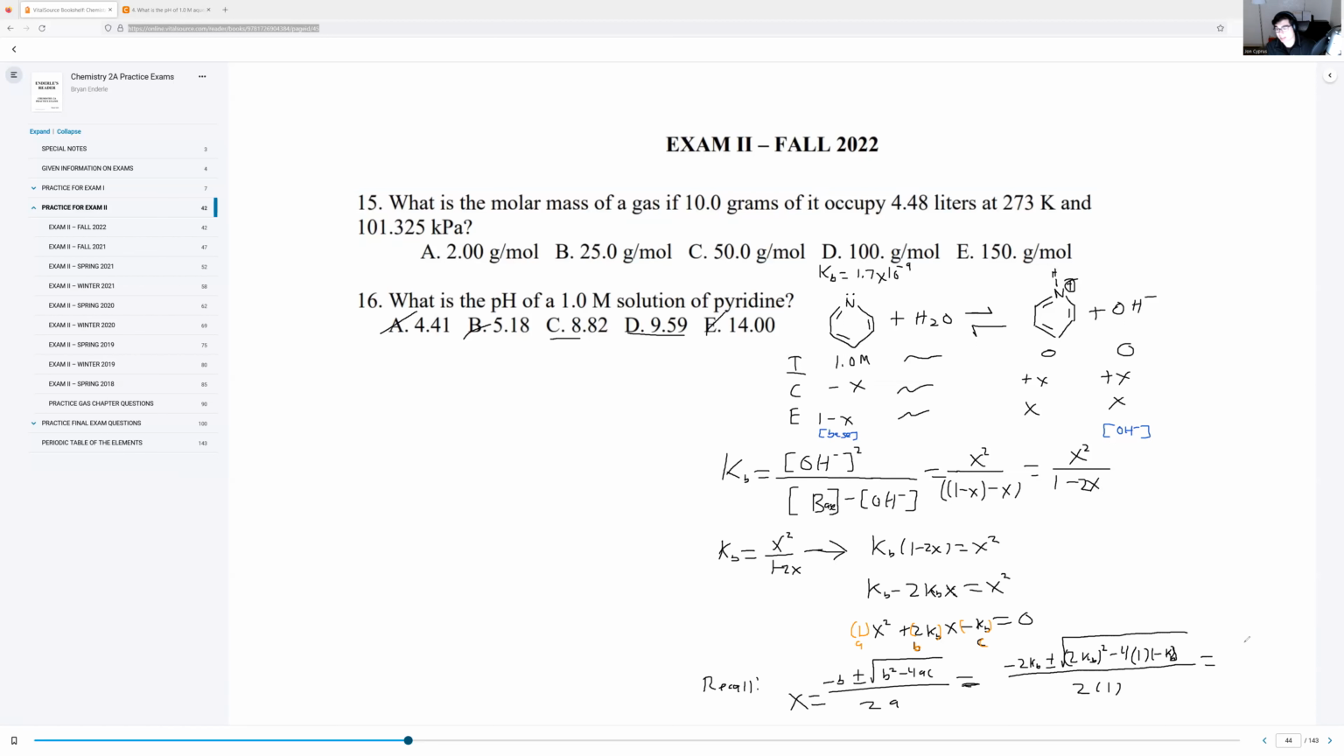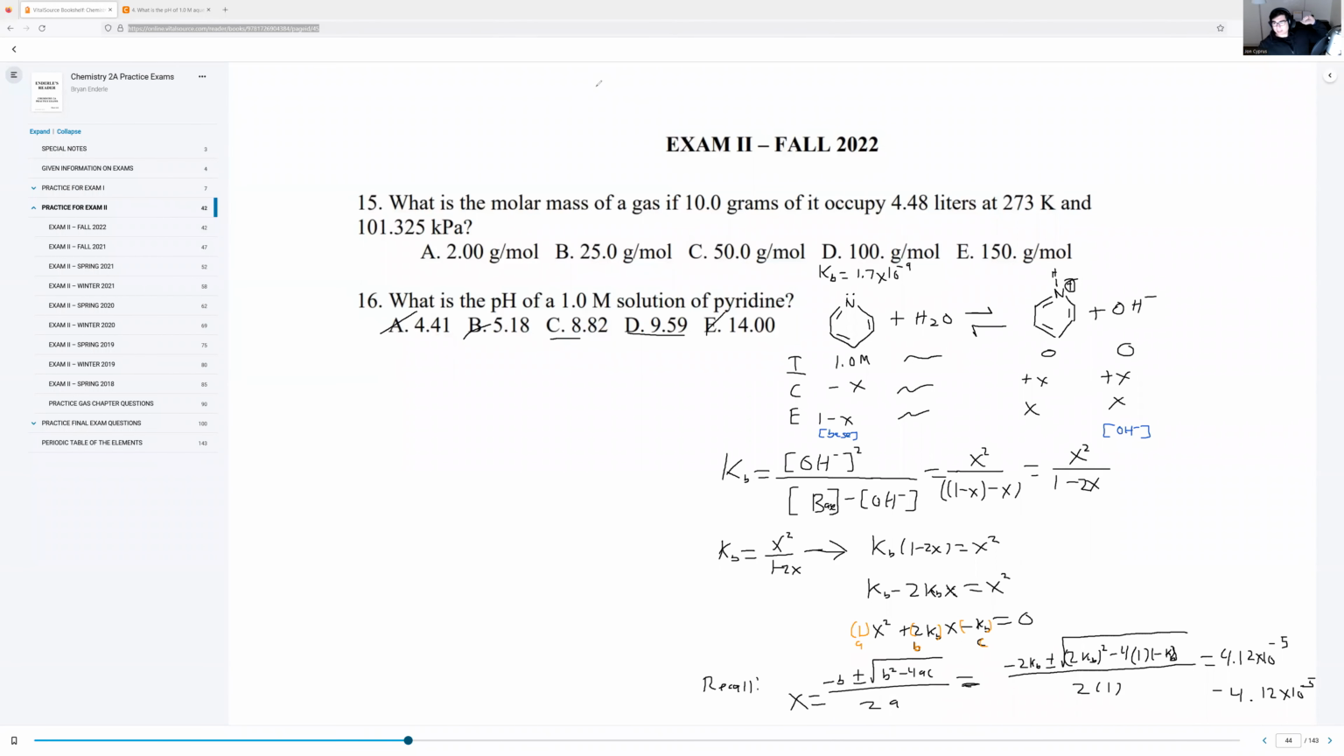All right, now you just plug it in. So I'm just going to plug into my calculator in one step. Anywhere that there is a KB, I'm just going to put 1.7 times 10 to the negative 9. If I can find it. Give me 1 sec, I'll plug this in and show the final result.